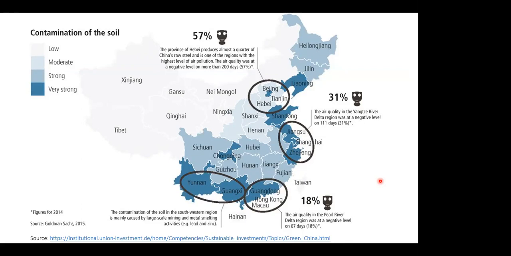Here's a map that shows the contamination of soil. If you look at this part, this is Yunnan province. This is where we brought the students, in Kunming, the capital of it, and Dali, which is the rural area of it. So if you look at the soil contamination issues, Yunnan is fairly bad compared to the others.